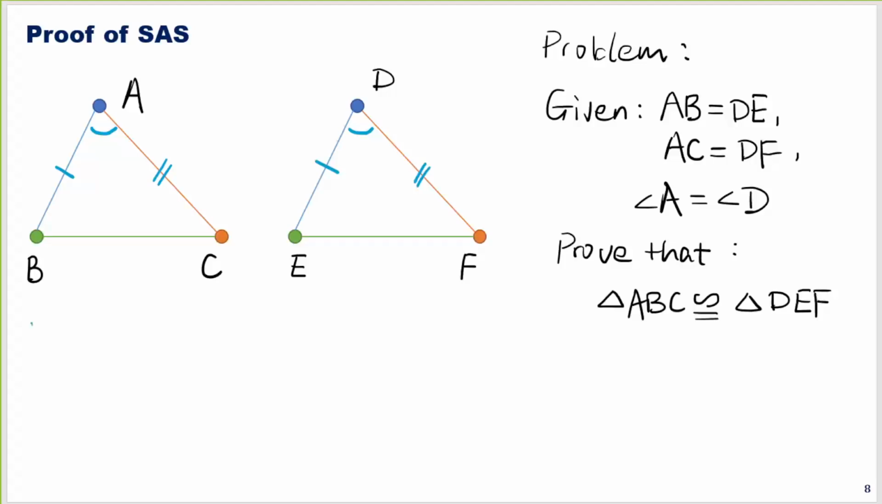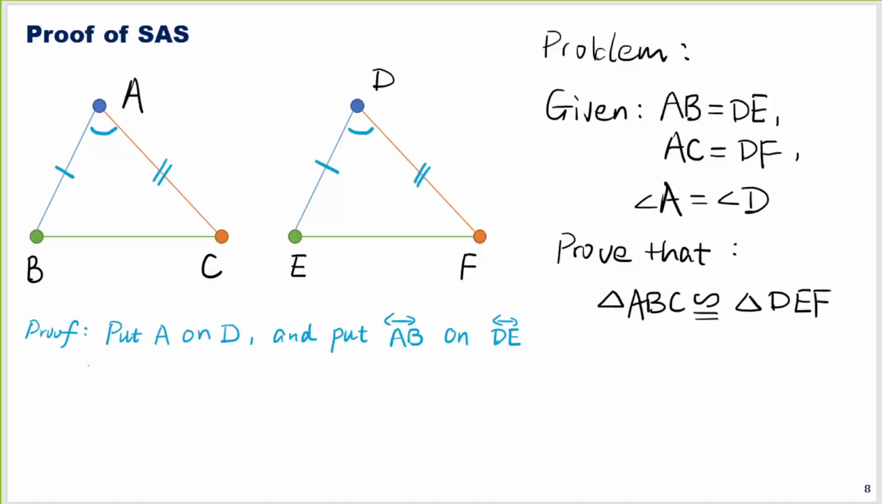So here, I'll write it here, proof. We can first put the point A on D and put the line AB on the line DE, right? This is possible, right? If you drag the point A onto D and then put line AB on line DE, this is possible, because we only fix one point here and put one line on top of the other one.